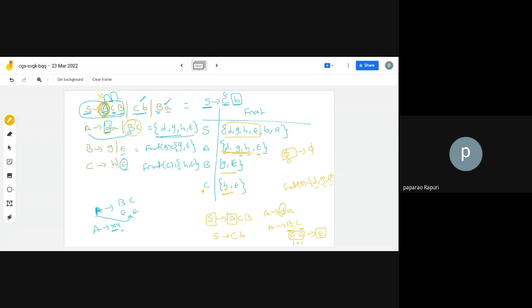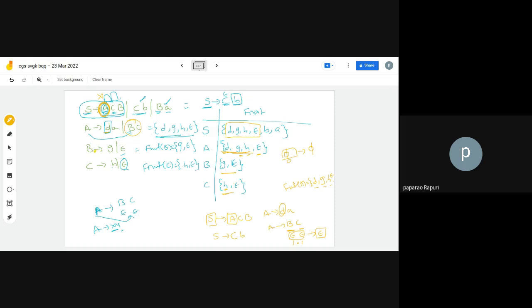But here C is producing epsilon. So for that purpose, we need to subtract epsilon, so we'll get only H. H already exists here, so there is no need to add it one more time. That's why I didn't add H again.